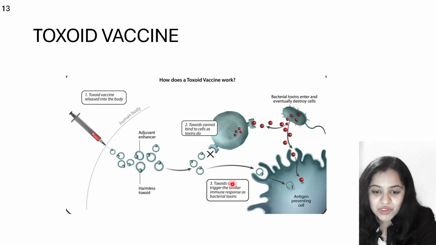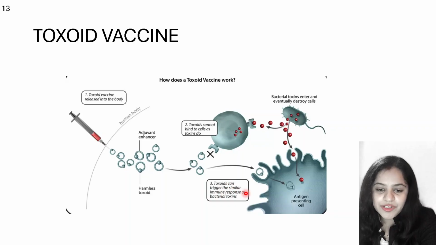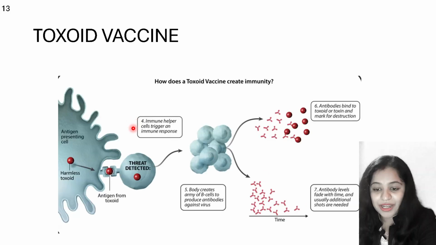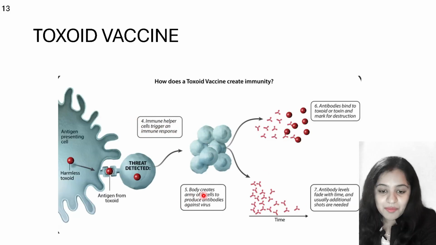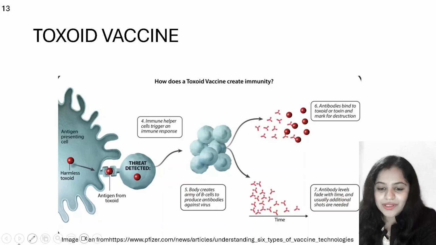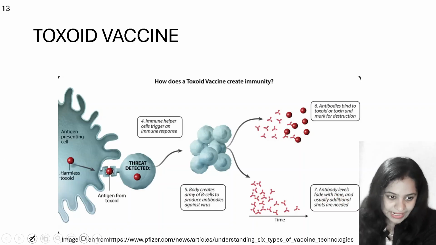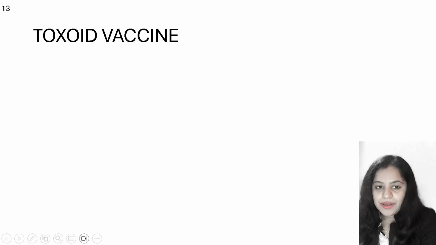But toxoid can trigger a similar immune response as the bacterial toxin by going to antigen presenting cells, and the immune helper cell triggers an immune response. The body creates an army of B cells to produce antibody against them, and the antibody binds to the toxoid or toxin and marks it for destruction. Antibody levels fade with time, so usually additional shots are needed. Clear?